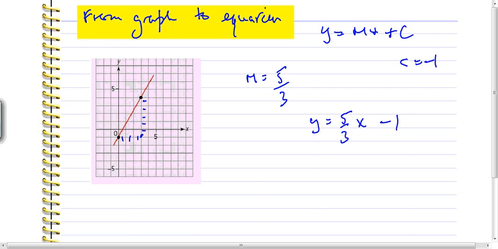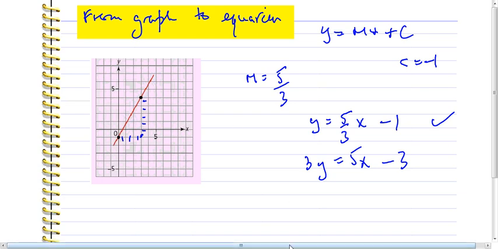So the equation using our standard form is just going to be y equals 5 over 3 x minus 1 for the y-intercept. That's correct as it stands, but we could multiply through by 3 and have it in the form 3y equals 5x minus 3, because when we multiply 5 over 3 by 3, the 3s cancel out. So that's the equation of this one.